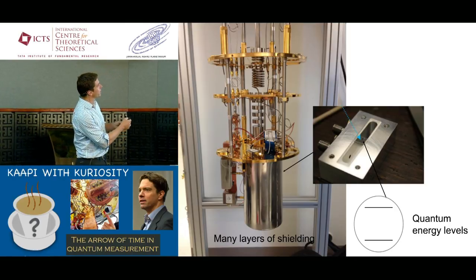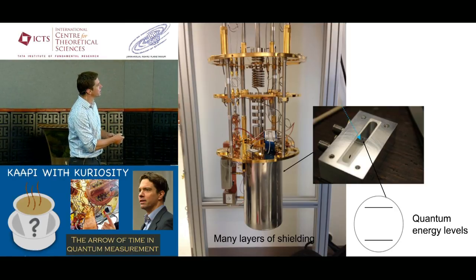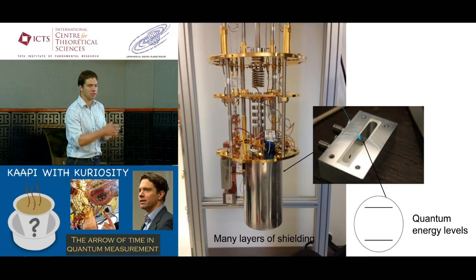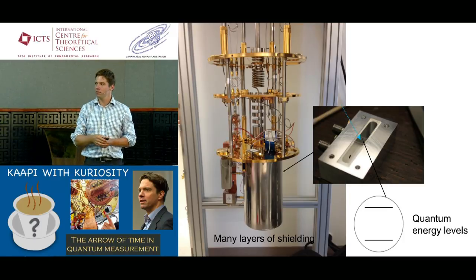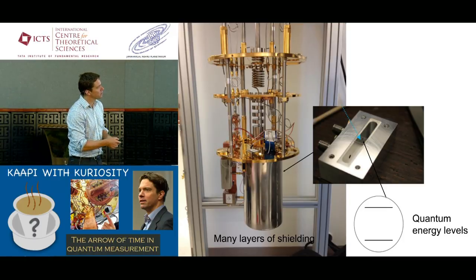So when you open it up, it has these beautiful gold-plated stages. There's many layers of shielding. And if you look inside here, what we have is an aluminum box. That's half of the box. There's another half that goes on top. And then sitting in this box is a little circuit.